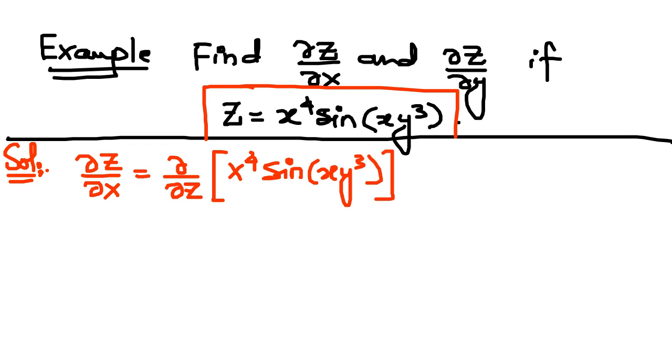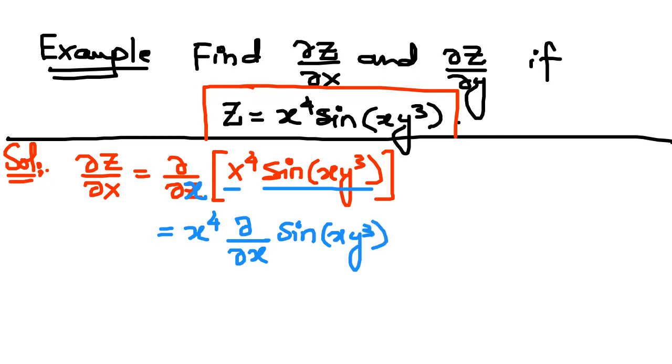Okay, now partial derivative of this one, you have two functions multiplying with each other. So how we can do the partial derivative? You have to apply the product rule. You remember the product rule? First function same, this is x power 4, and the partial derivative of the second function, plus second function and partial derivative of the first function.